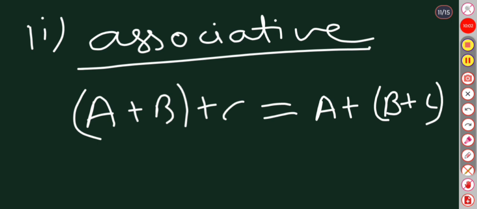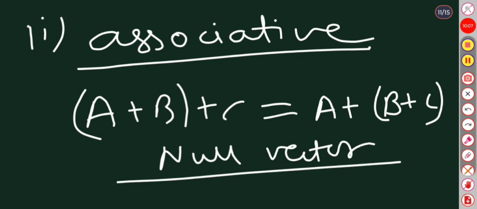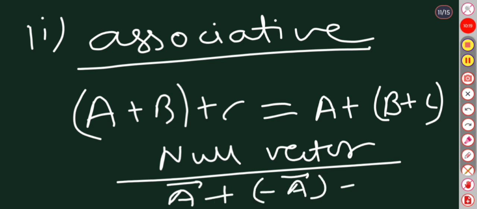Here one more vector to understand is the null vector. If we add two equal and opposite vectors, we get a null vector. One vector is A and the other vector is minus A, which has the same magnitude as vector A but the opposite direction. Then we get the null vector. The null vector has magnitude equal to 0. This is the first way to get the null vector.